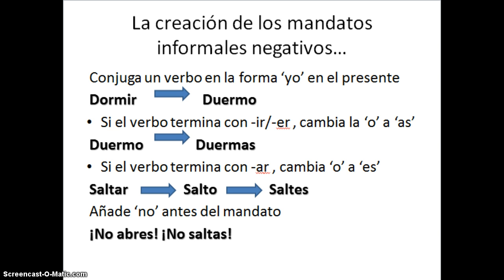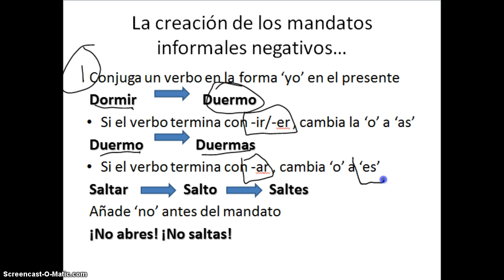So our first step in creating the negative tú command is to conjugate the verb in the yo form in the present, okay? So we have dormir here, and so the yo form is duermo, okay? Then, if we have an ir or er ending verb, we change the o to an as. So we go from duermo to duermas, okay? And then if we have a verb ending in ar, we change the o to an es. Okay, and so saltar changes to salto, changes to saltes.